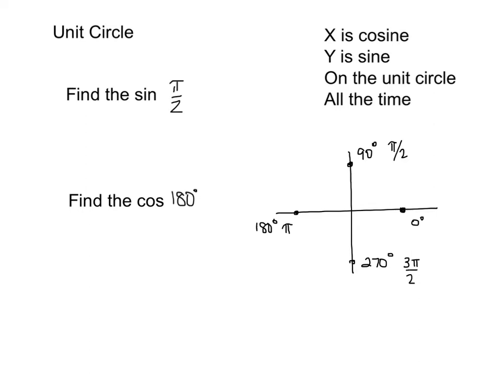So to find the values of the sine, cosine, and tangent at these angles, we're going to use just a little tool here, which is that the x-coordinate of any point is the cosine, and the y-coordinate at any point on the unit circle is the sine.